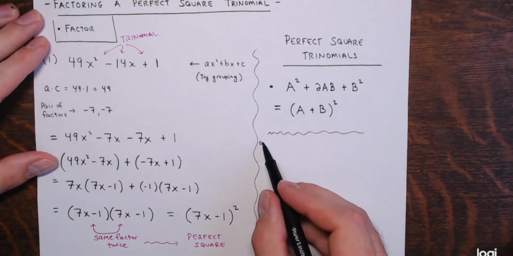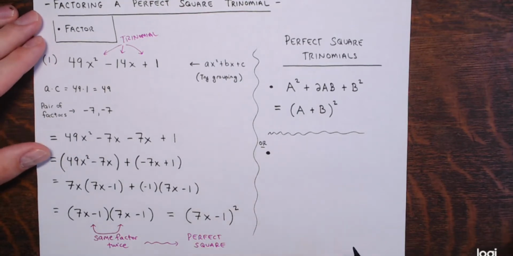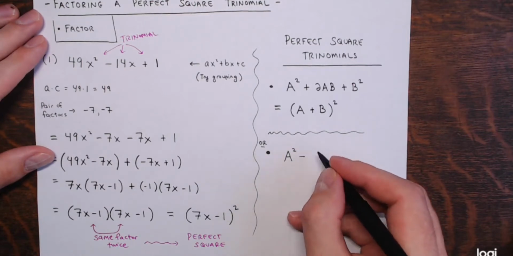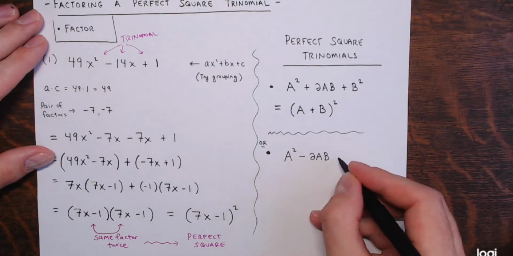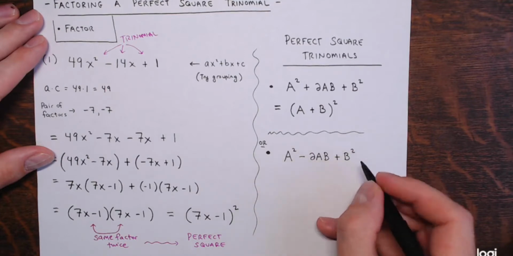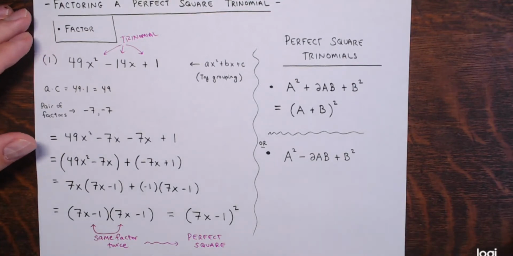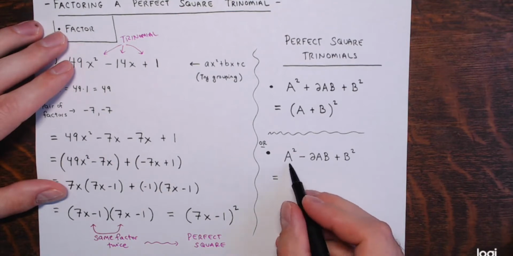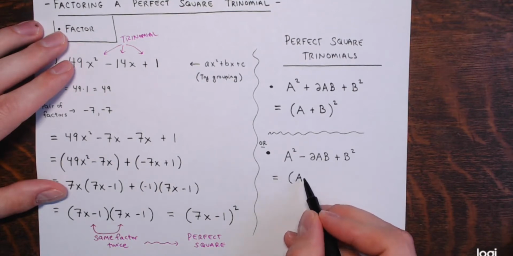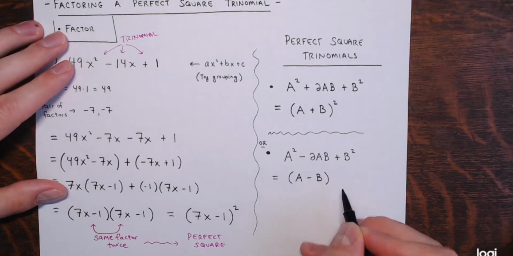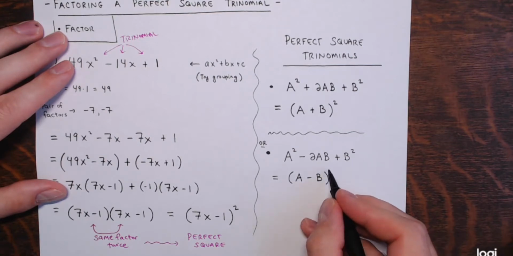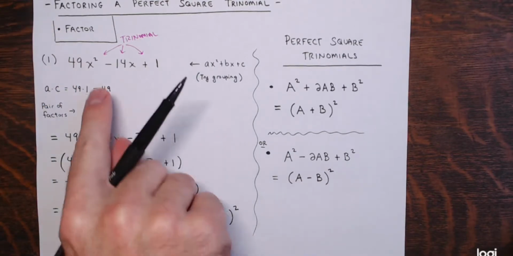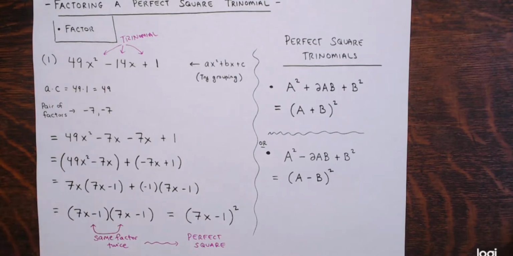Another perfect square trinomial form is a squared minus 2ab plus b squared. If you recognize that your trinomial is in this form, then you can factor it pretty quickly. This form would factor to a minus b times a minus b, or a minus b squared. Alright, so let's look back at this first one.